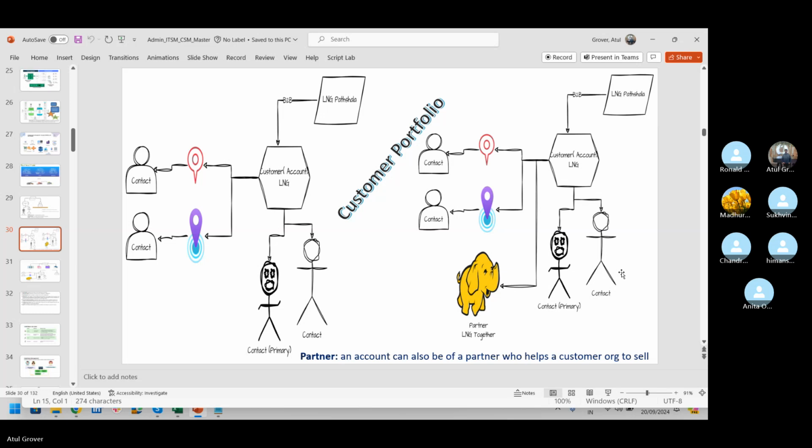But this partner can't be an account manager. No. Can't be a customer account manager. No. The customer account manager is always from the parent one. Because actual onboarding is going to be in this particular company's system, not in your system.